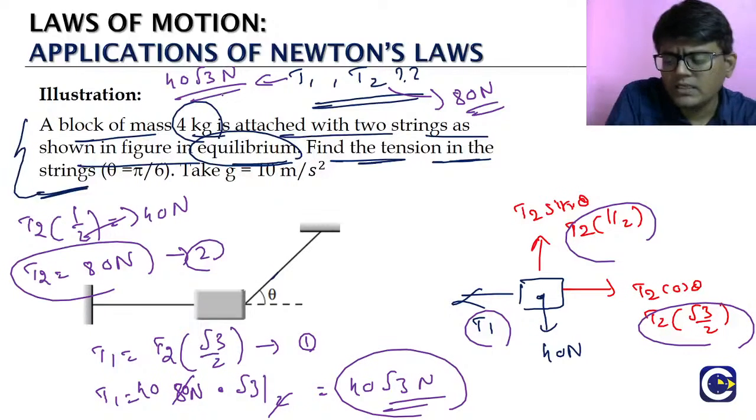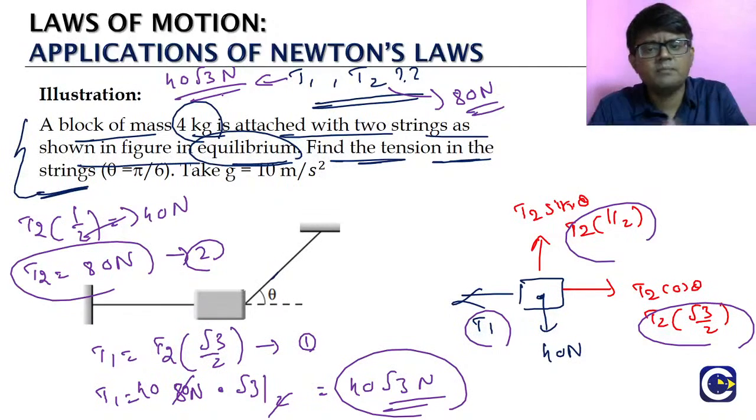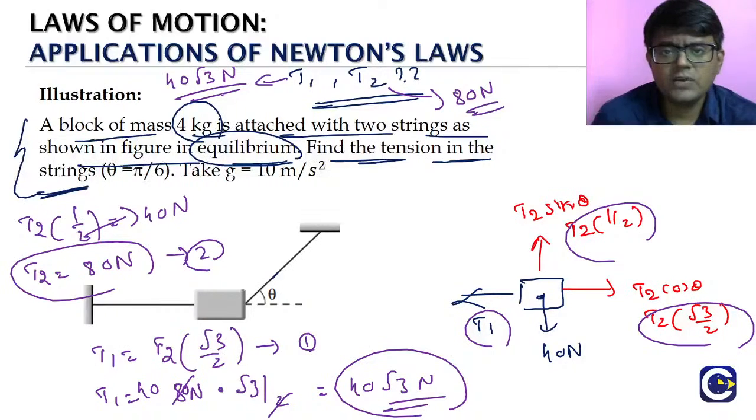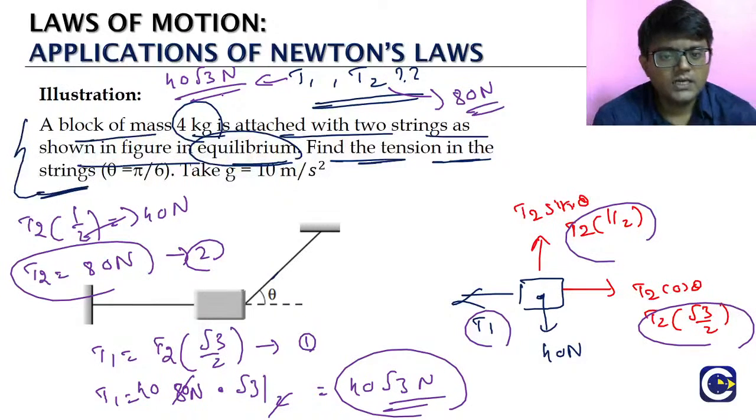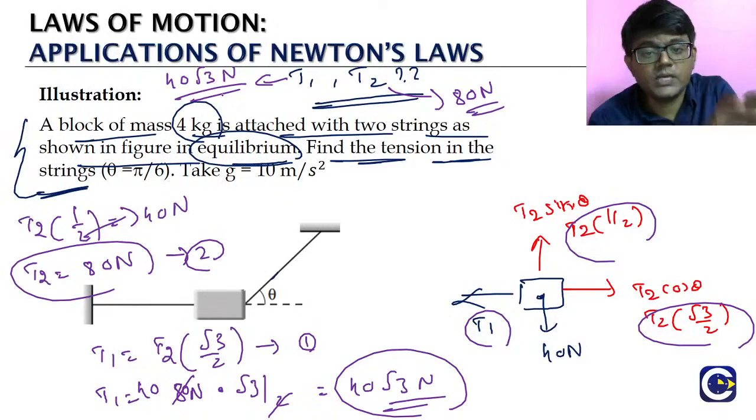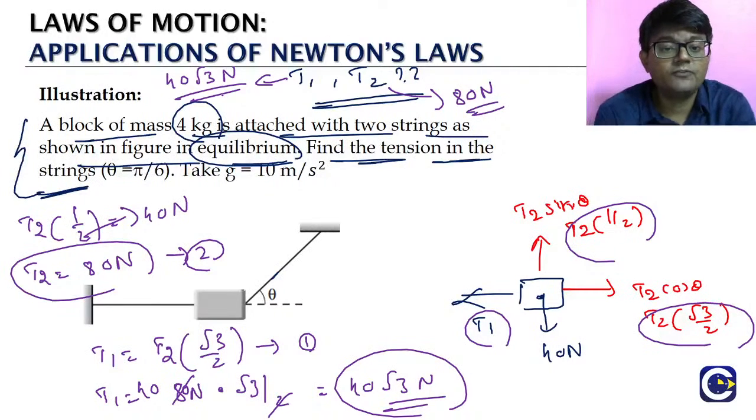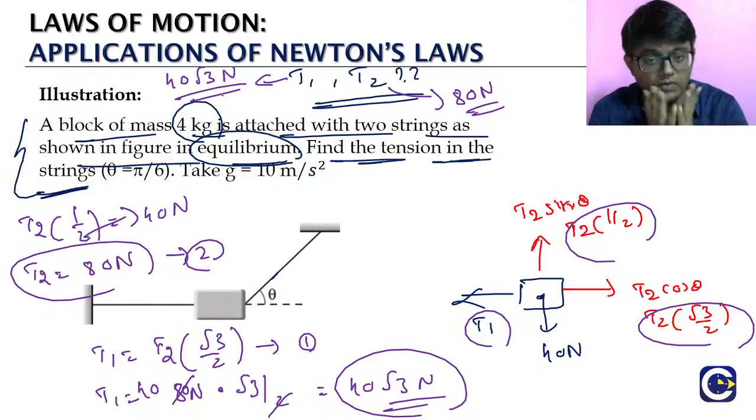If you want to get the value in terms of decimal number, means we can take the root 3 value as what? 1.732 and then multiply it. Okay. So this is what will be the approach to solve the equilibrium in case where we have the forces in a 2D plane. Okay.